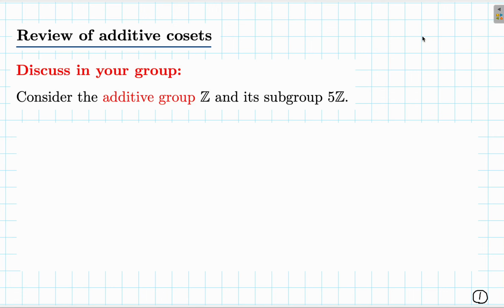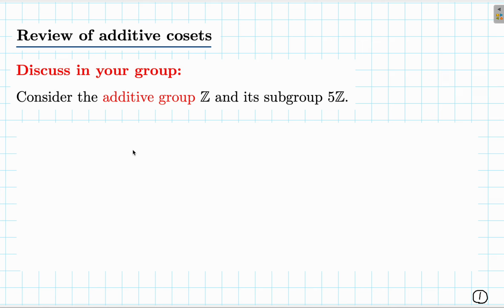We're going to study cosets again, but this time in the context of rings. But first, let's do a review of groups whose operation is addition. So, consider the additive group of integers, Z, and its subgroup, 5Z.